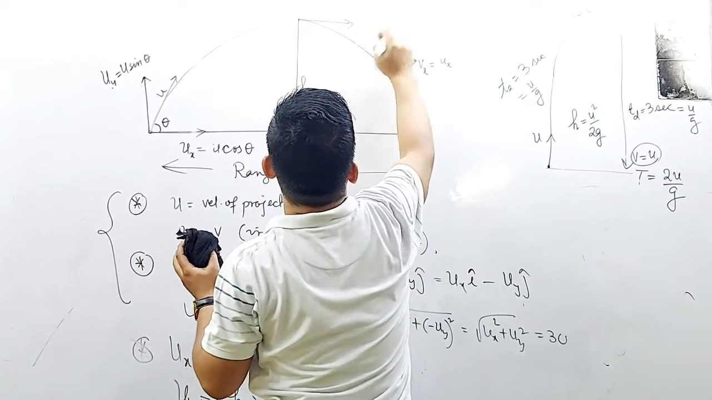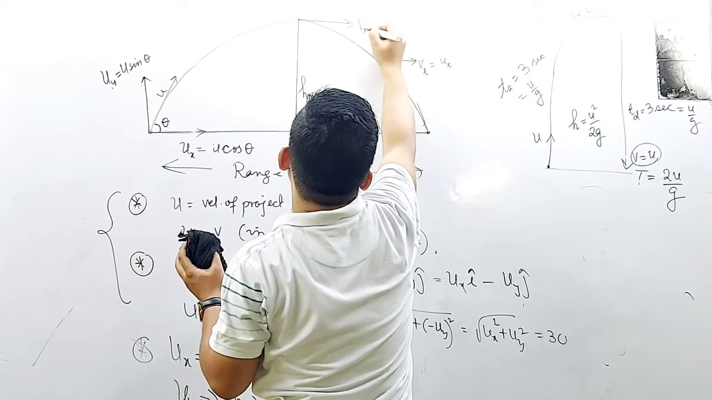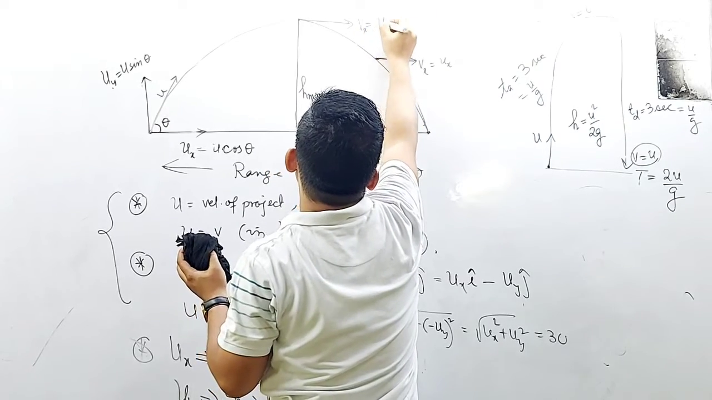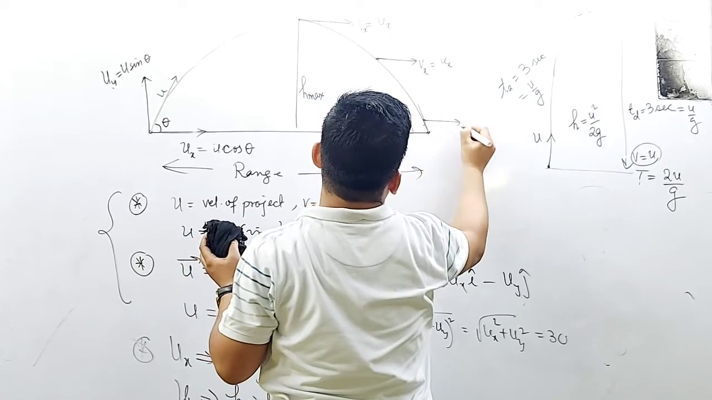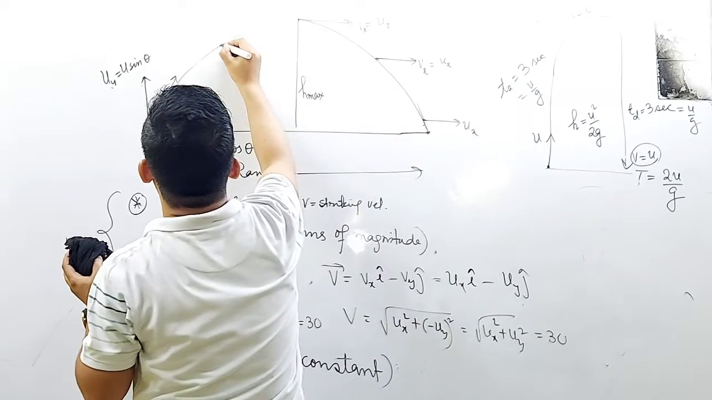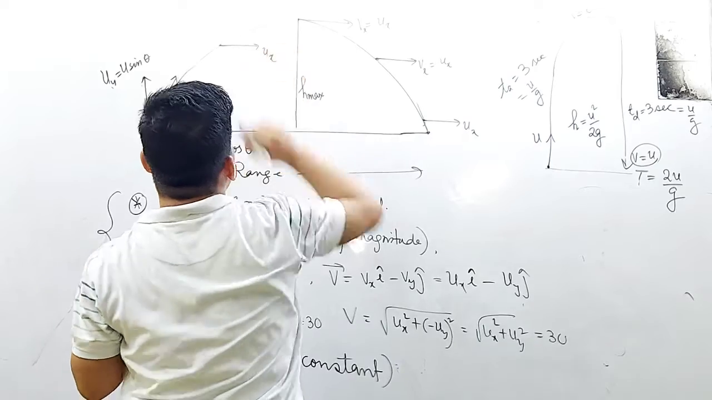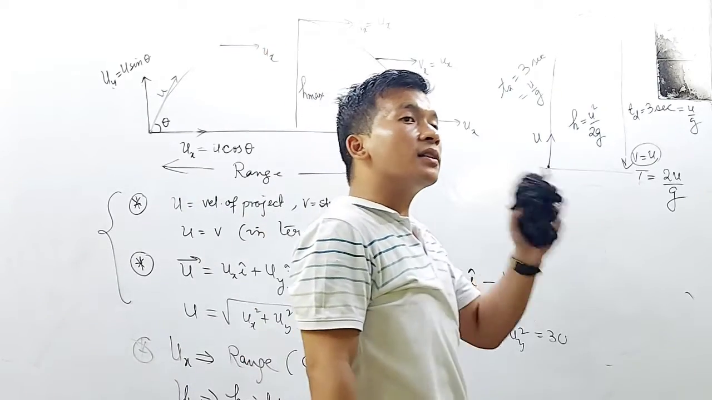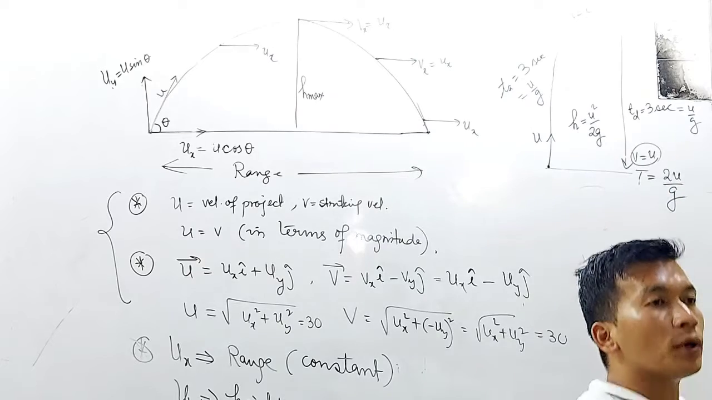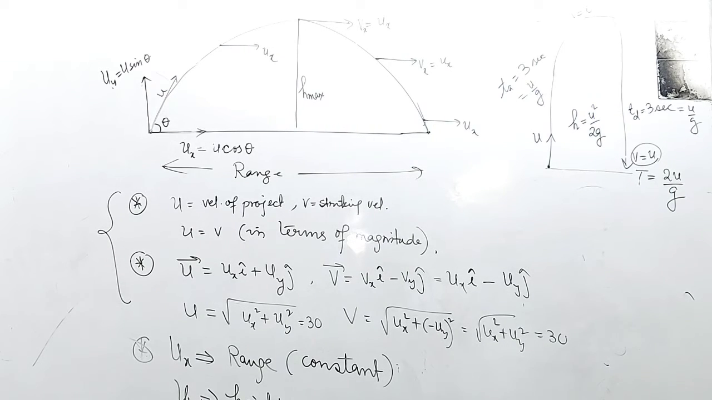The velocity at this point, this is v1, the horizontal component vx, this is ux. At this point also this is ux. At this point also it is ux. Understood? The horizontal velocity component will not be changed throughout the trajectory. If you consider any point, at the point of projection, at some height, at the highest point or at the lowest point, it doesn't matter. Horizontal velocity component will always remain constant. Understand?